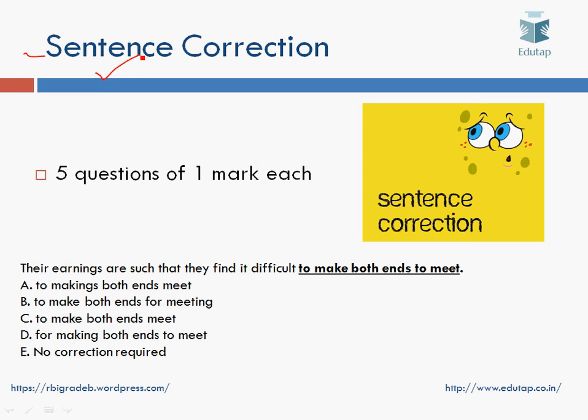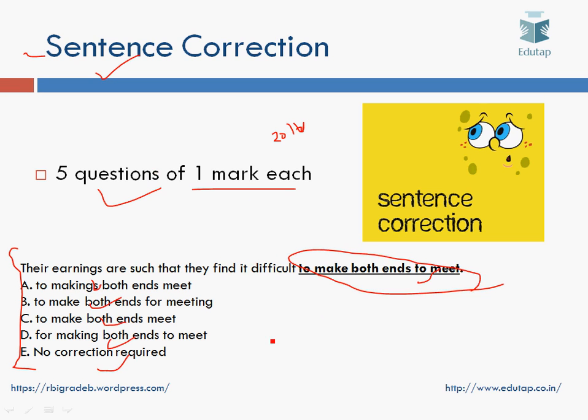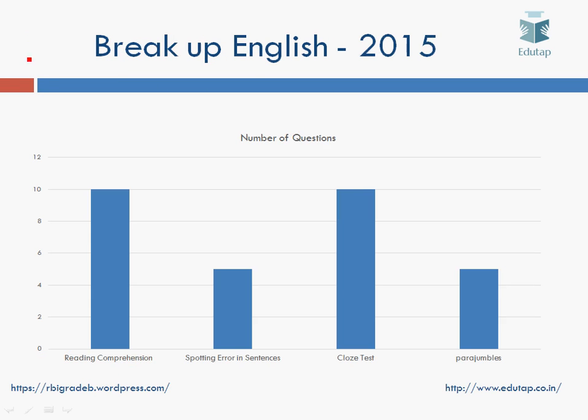The next topic was sentence correction, out of which again 5 questions were asked last year, in 2016, of 1 mark each. This is an example of a sentence correction type of question: "Their earnings are such that they find it difficult to make both ends to meet." You have to find the error in this sentence and correct it. These are the 5 options, and you have to choose the most appropriate option. If you think that this sentence is correct and does not require any correction, then you have to choose option E, no correction required. Although, the sentence is not right and you have to correct it. So this was about 2016.